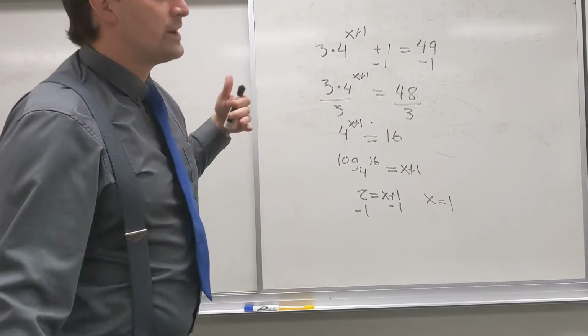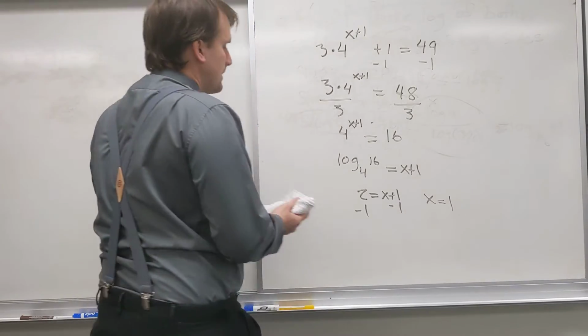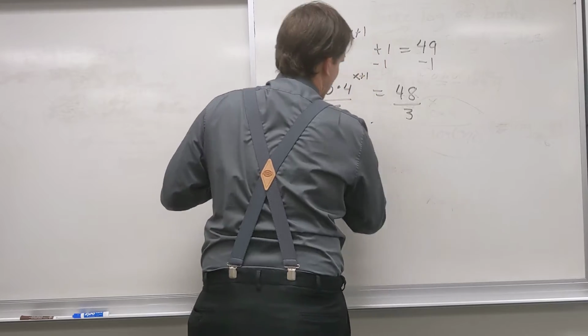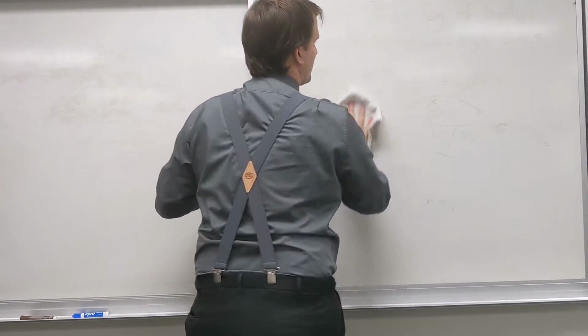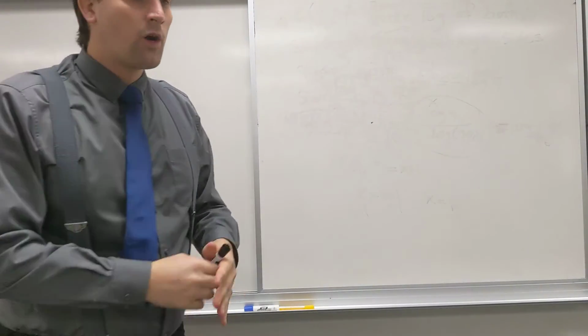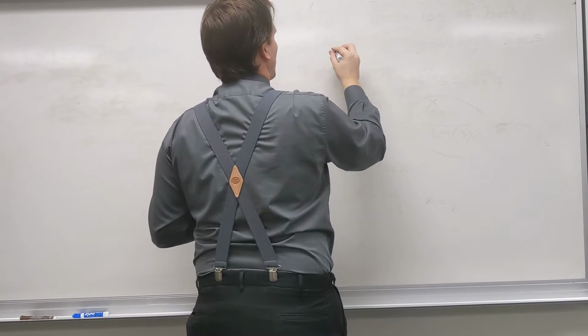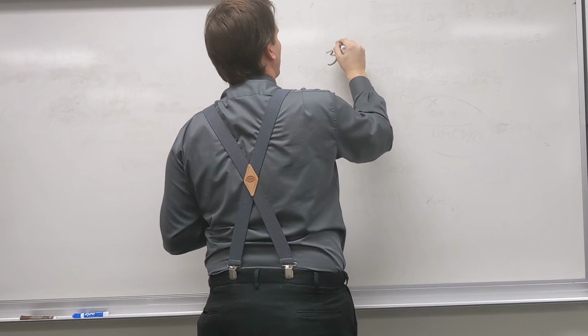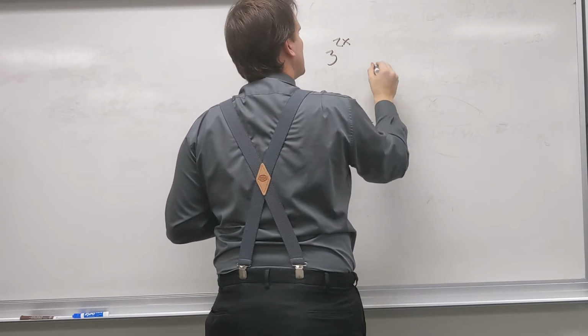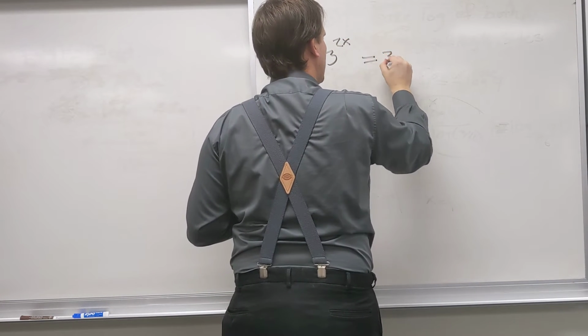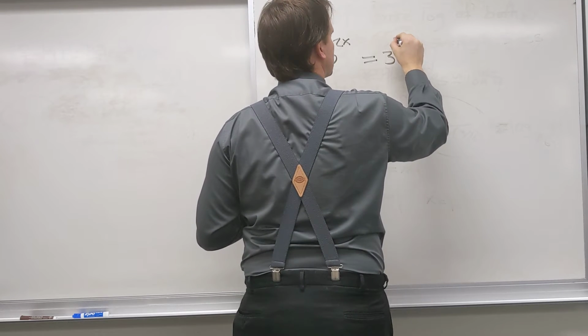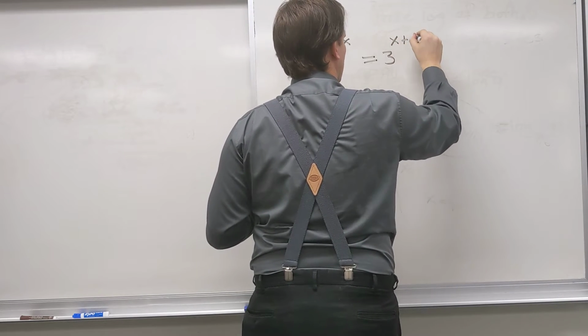But what we're going to run into is types of equations where we can't actually do that. We're going to get equations where we've got exponentials on both sides, or variables on both sides. So let's suppose we had 3 to the power of 2x was equal to 3 to the power of, let's say, x plus 4.